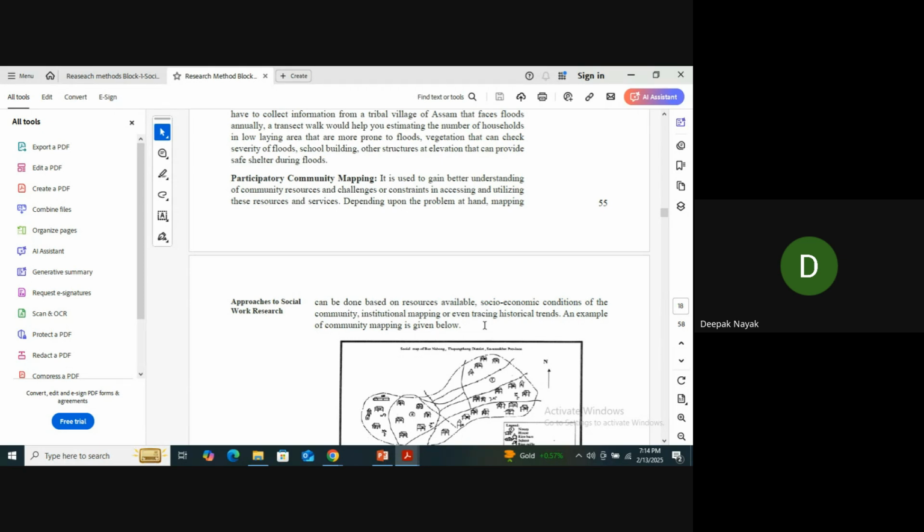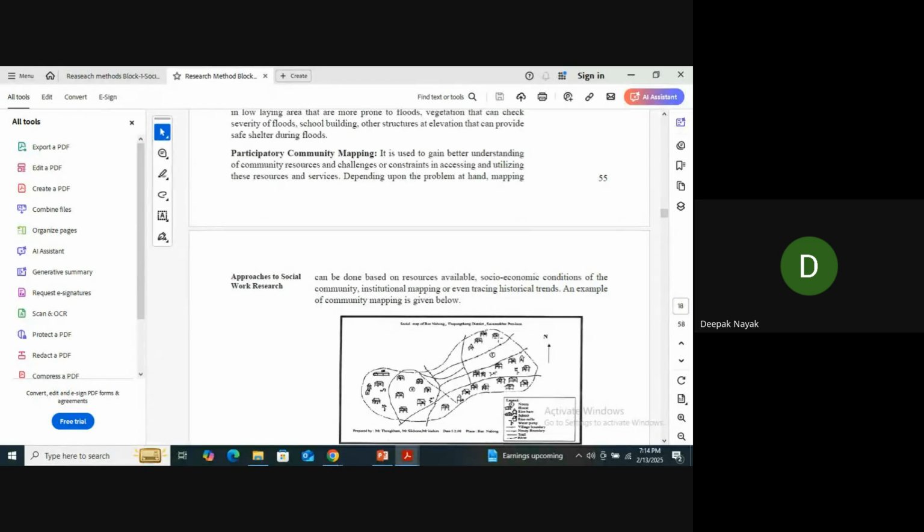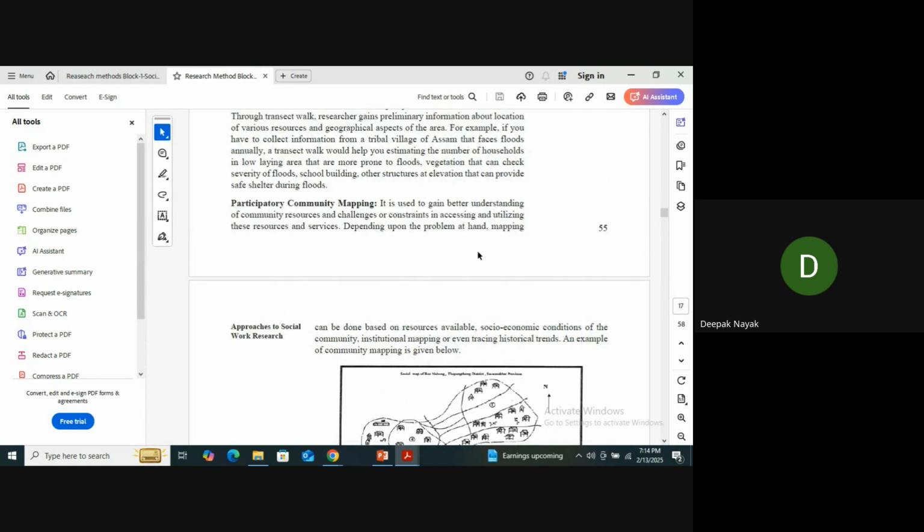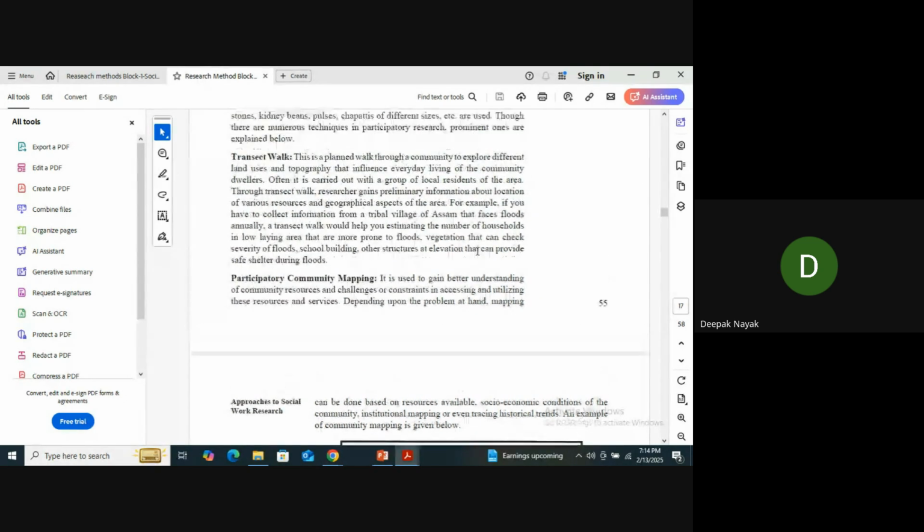Okay, they participate, they know what resources are available in the community, how they are managed, who the people are, and which is the house of the head of the community or community chief. Many other things are located through this resource mapping or participatory community mapping.